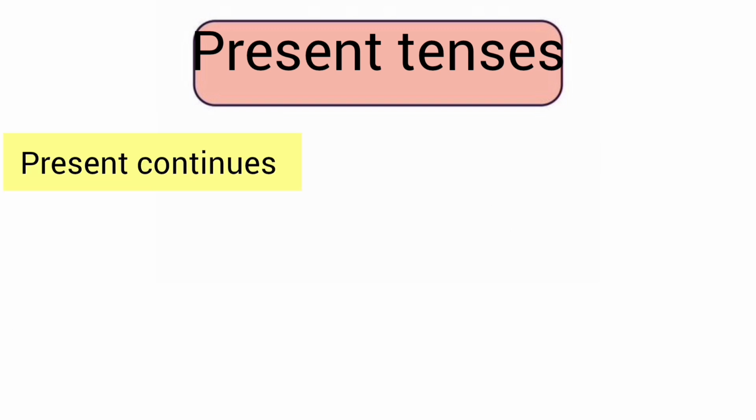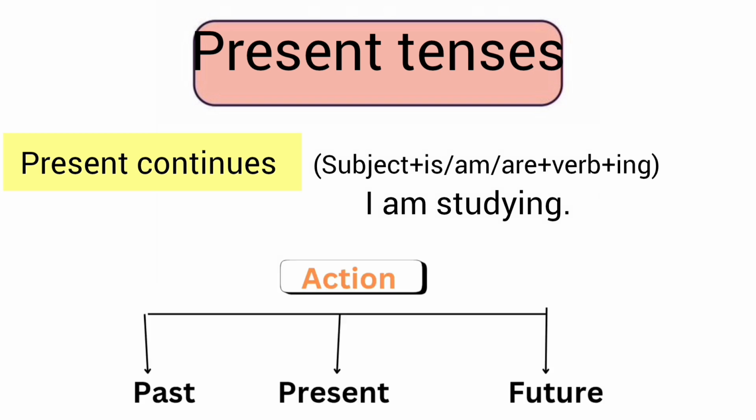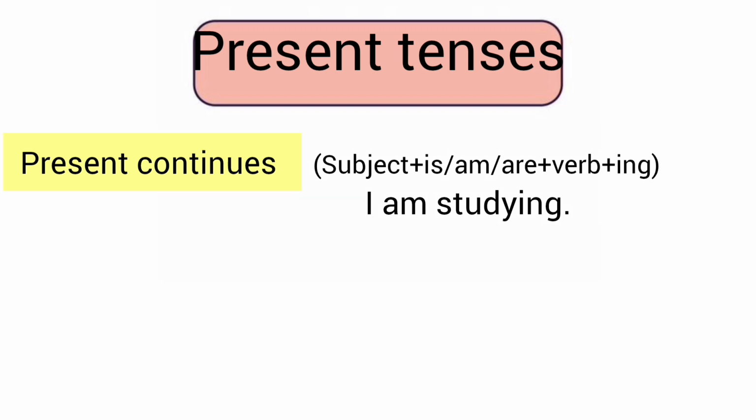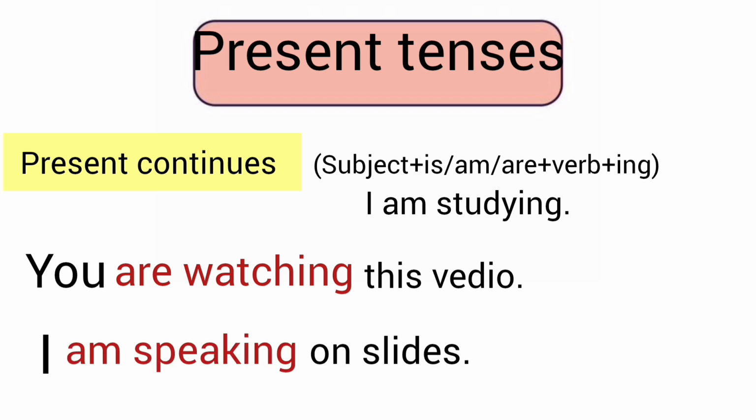Present continuous. General sentence structure: subject plus helping verb is, am, are plus verb-ing. For example, I am studying. We use this tense when we are talking about actions that are happening right now, in the present time. For example, you are watching this video. I'm speaking on slides. Another example, I am going for dinner. So in the present continuous, actions are happening as we speak.